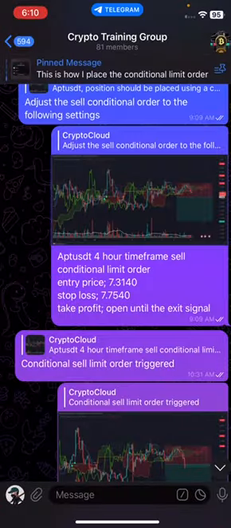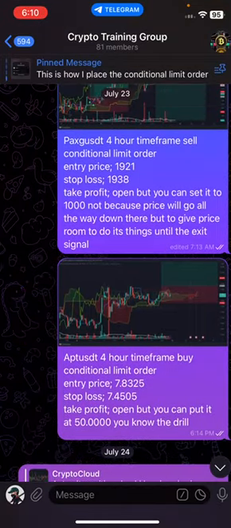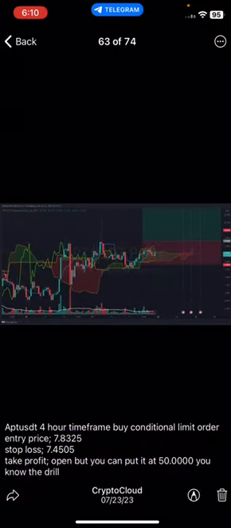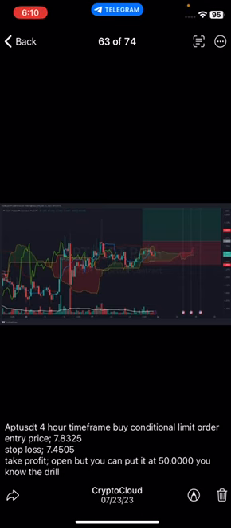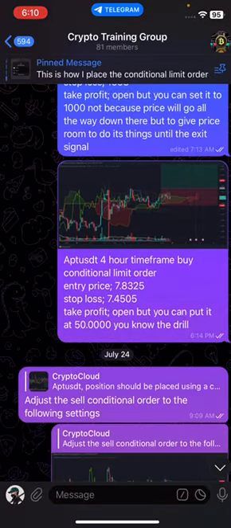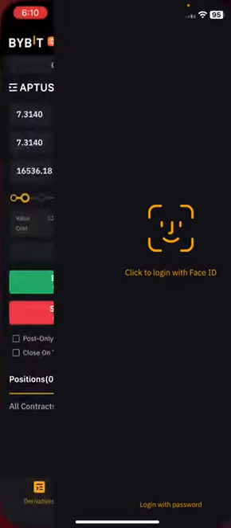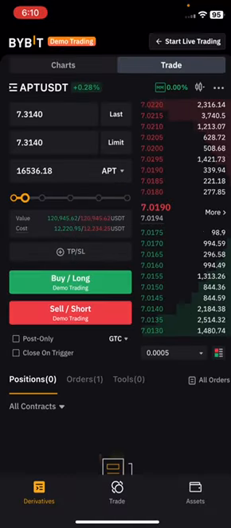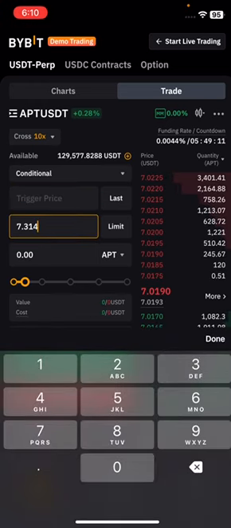So if it's a buy limit order, let's take, for instance, in this situation, because the price, I thought it was going up, so I sent in a buy limit order in the group. So buy conditional limit order. So the entry price, you then go to the Bybit account, then you put in the entry price. So then type it in.